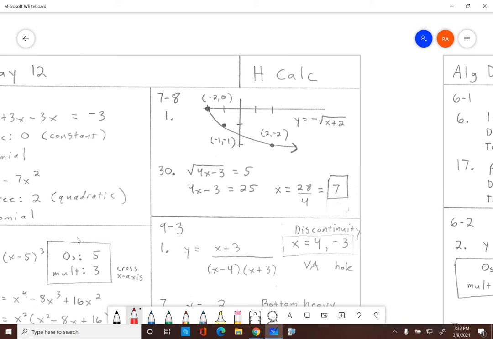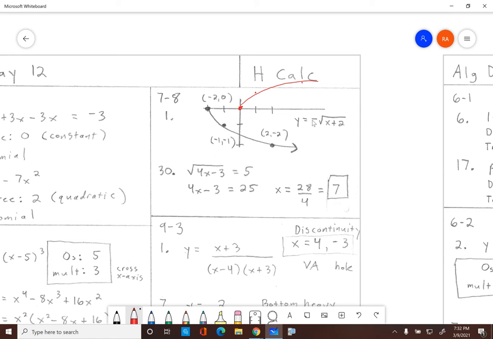7-8, graphing square root functions with transformations. So problem 1 is negative root x plus 2. So I'm going to shift left. Again, it's usually 0, 0, 1, 1, 4, 2. Starts here: 0, 0, 1, 1, 4, 2. If I take this graph, I'm going to shift it left 2, and then I'm going to reflect it over the x-axis.